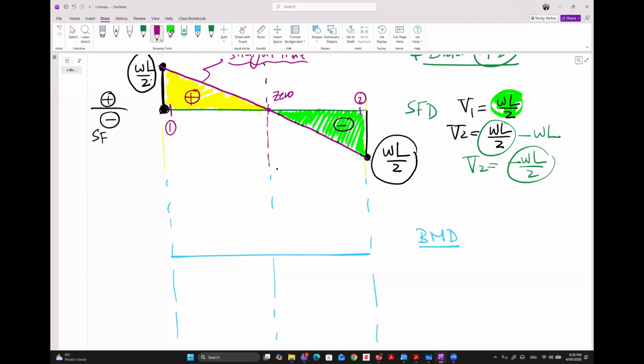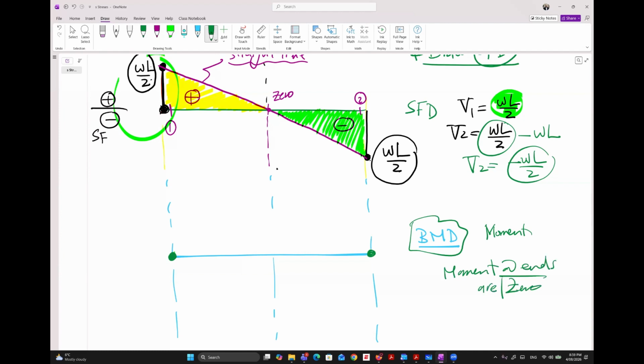For the first cut, we don't have any area, right? So how much is the moment at the first cut? We are in the moment now. For the shear, it's already WL/2. For the moment at the two ends, memorize this part. Moment at the ends is all the time equal to what? 0. So all the time, these 2 points A and B will be 0.